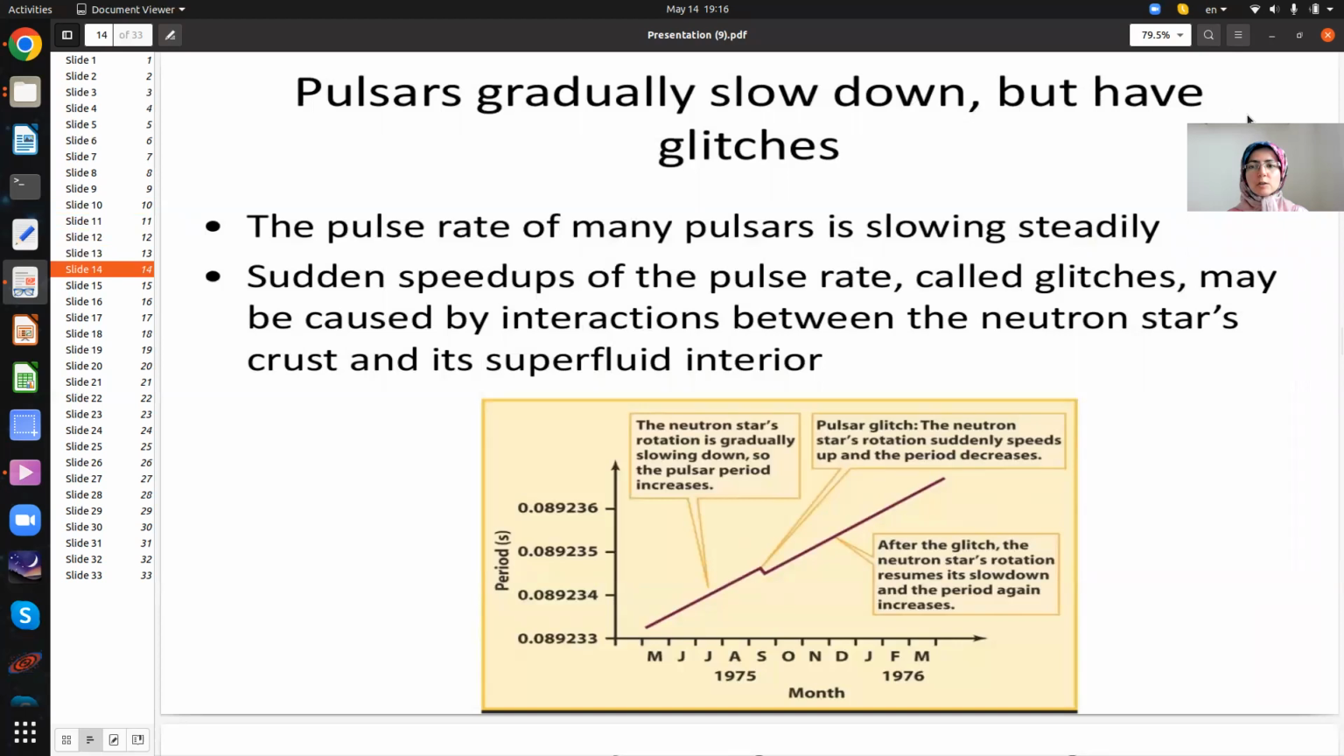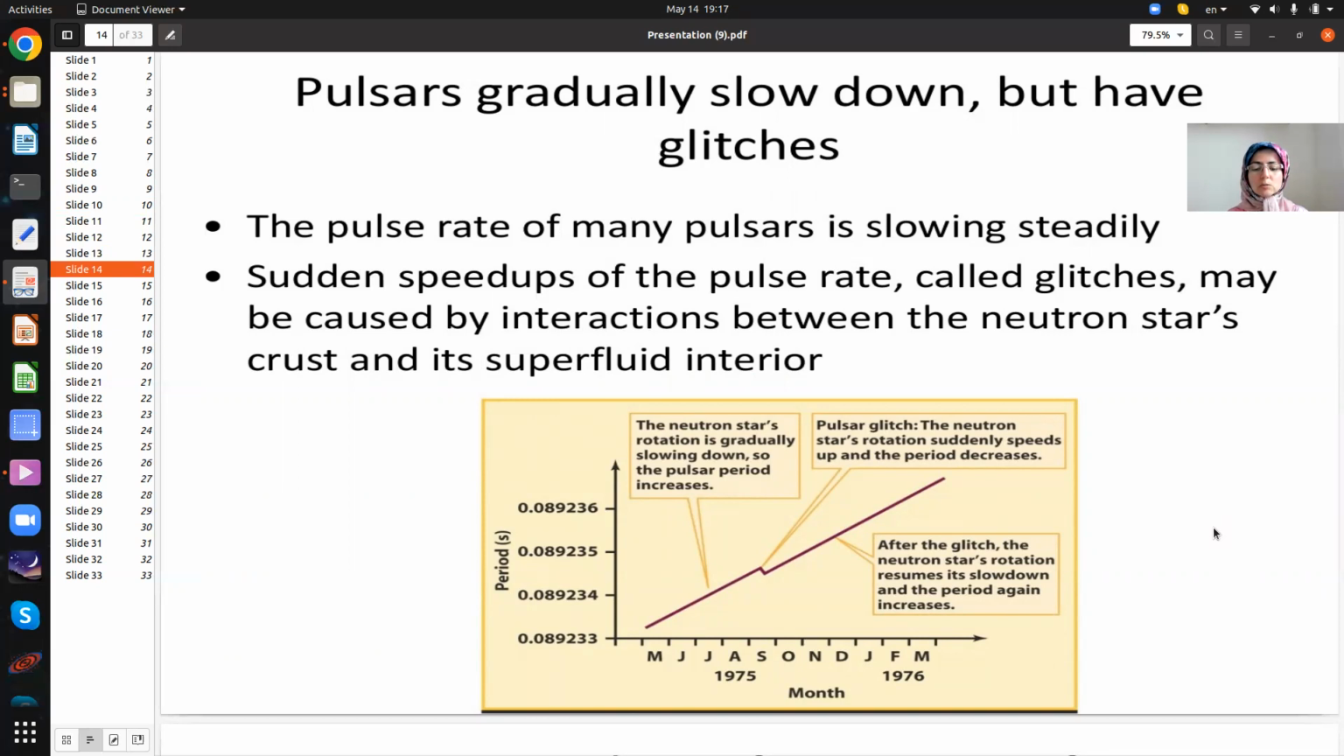Pulsars gradually slow down but have glitches. The pulse rate of many pulsars is slowing steadily. The sudden speed-ups of the pulse rate, called glitches, may be caused by interactions between the neutron star's crust and its superfluid interior. We can say that pulsars slow down because of angular momentum lost by radiation going out in the beam, and so the pulse rate is going down.